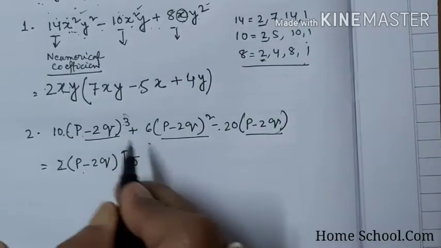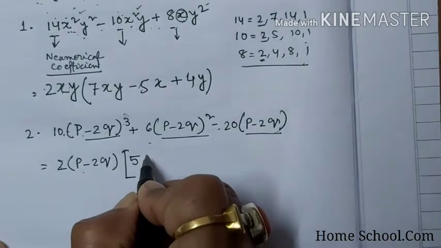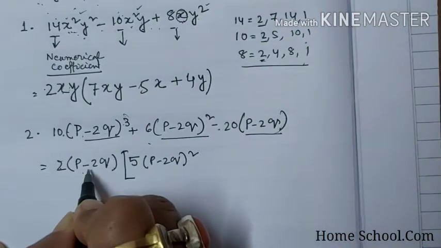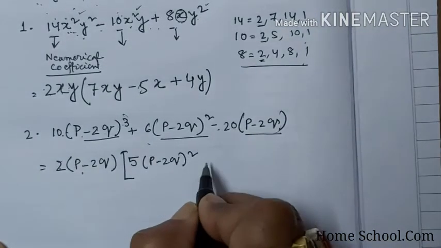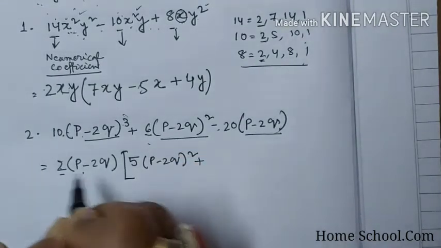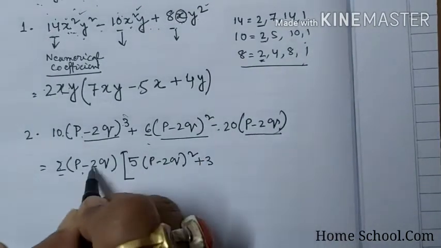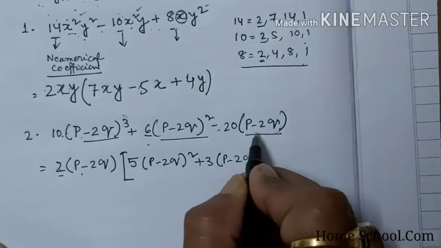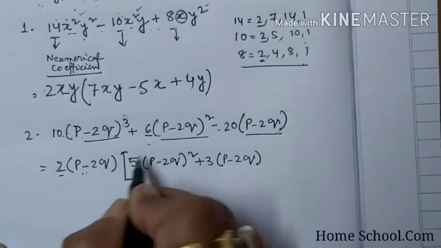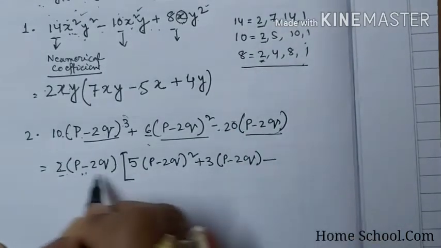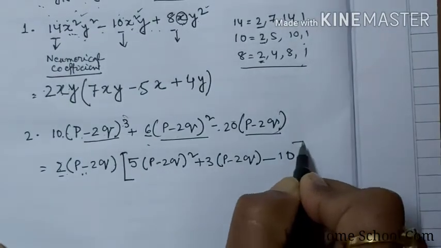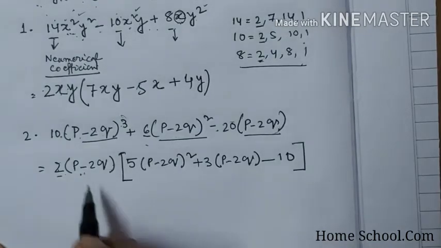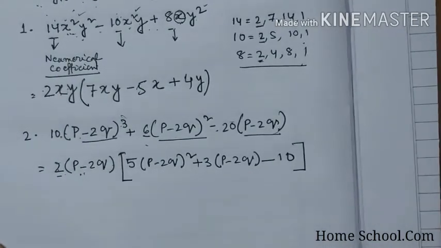So how much is left? So you can write p minus 2q square. One gone, you can write this. Plus 6 divided by 2 becomes 3. p minus 2q square and p minus 2q becomes p minus 2q, right? Now p minus 2q is gone. So 10 divided by 2 becomes 10. So this is the answer. Clear? So this is how we are going to do the factorizations.